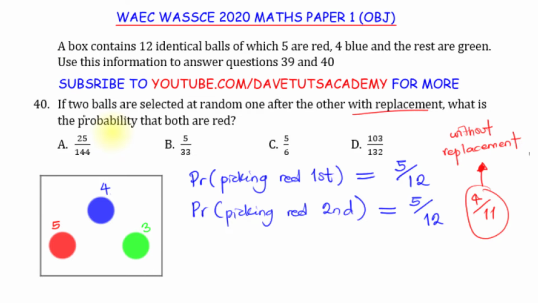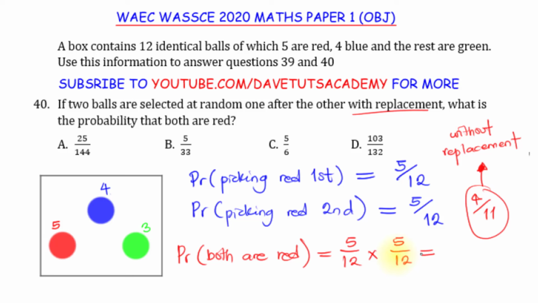Okay, but for this particular one, let's just go ahead. We are now asked: what's the probability that both are red, if we have 2 case conditions here, the first and the second? So the probability that both are red will be the product of these 2 probabilities, 5 over 12 and 5 over 12.